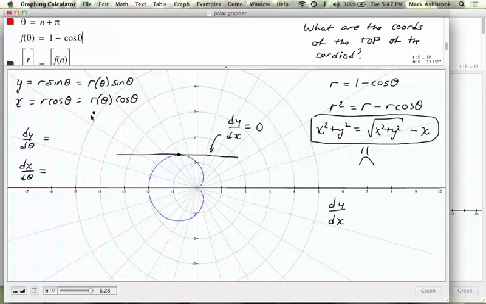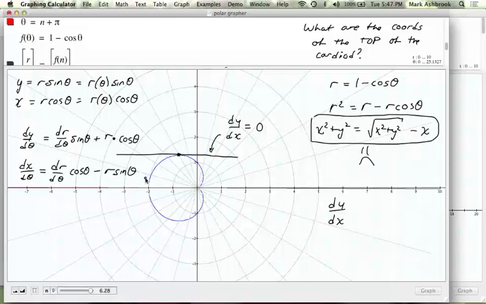Product rule, right? It's two functions of theta. So we're going to have r prime, or dr d theta, times sine theta, plus r times cosine, product rule. And then dx d theta will be dr d theta times cosine theta minus r sine theta, right? Because the derivative of cosine is negative sine.